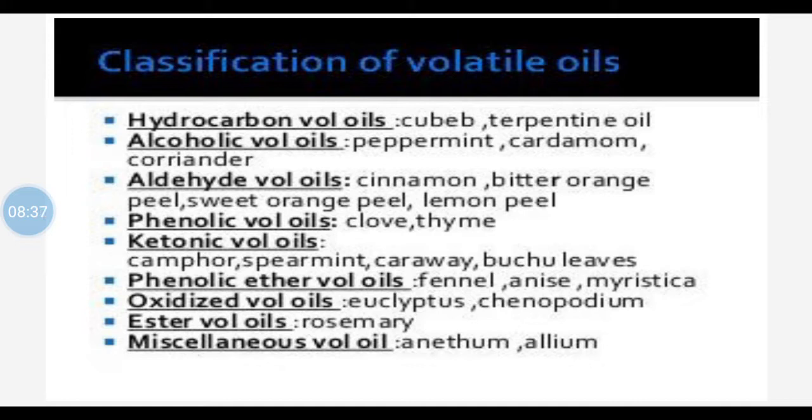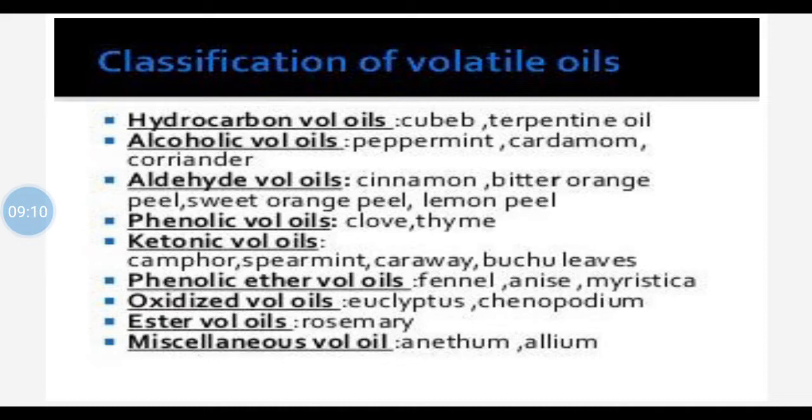Now, classification of volatile oils. According to the important functional group which is present, based on that, they are classified. One is hydrocarbon volatile oil, where the example is turpentine. And another example we can give is black pepper.